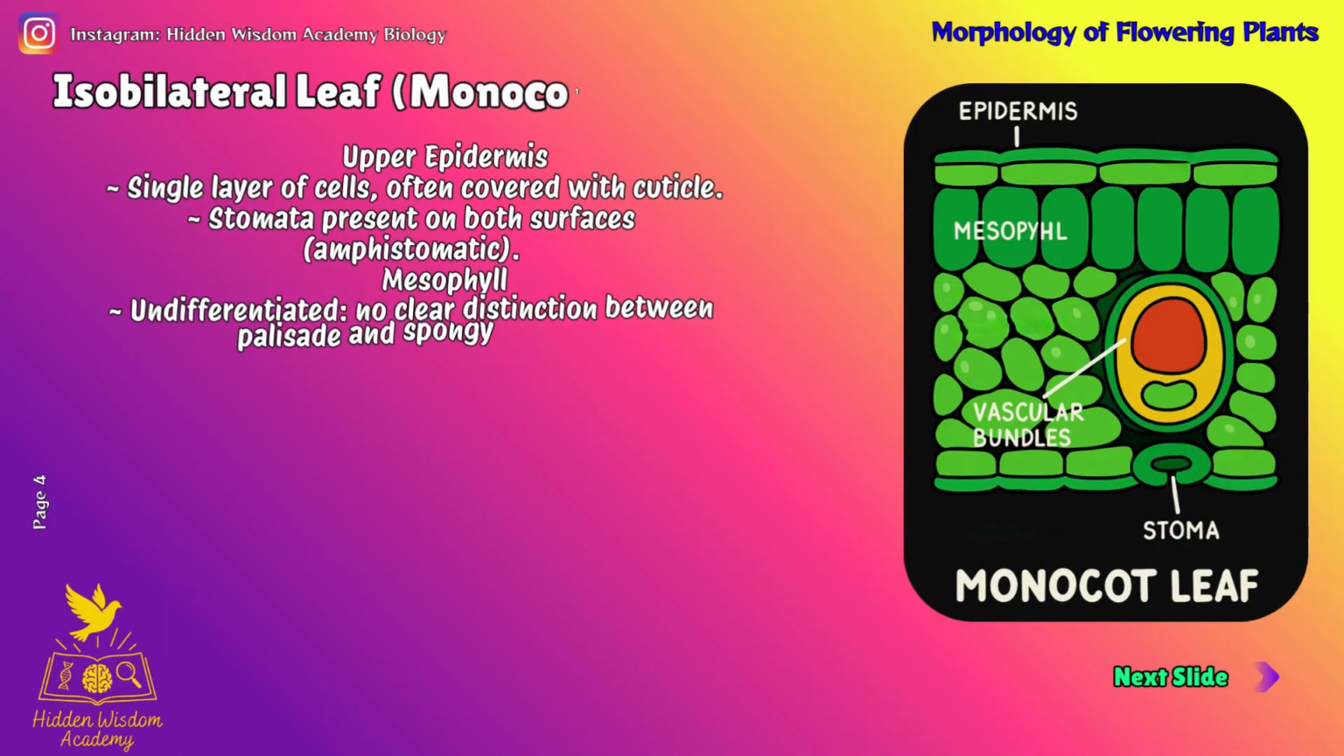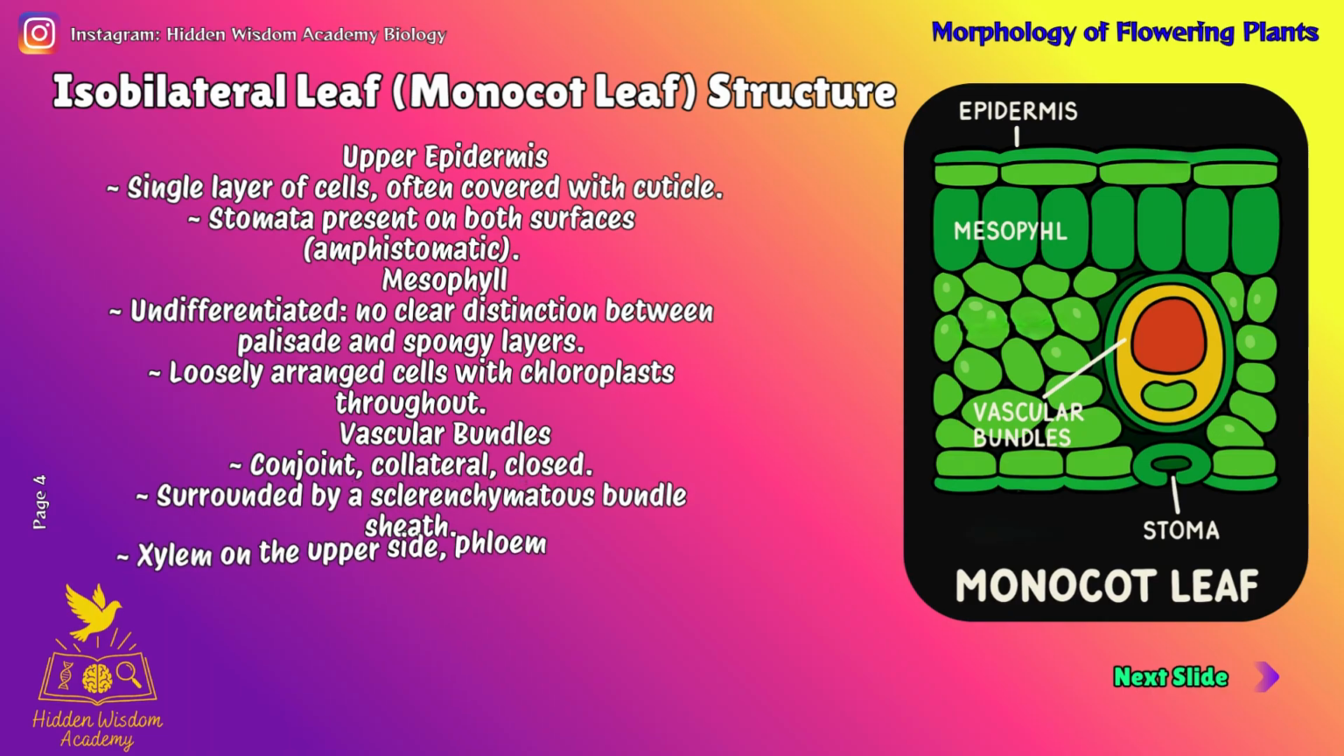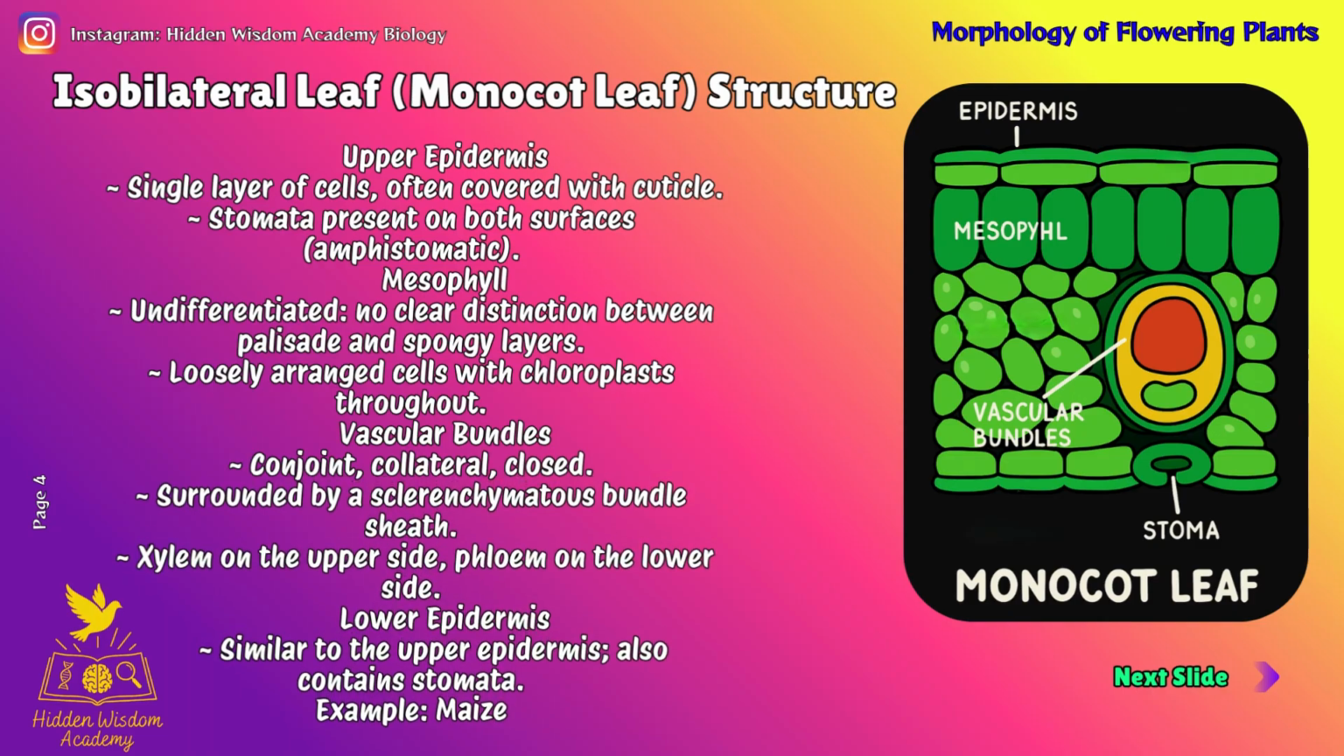Now, let's talk about monocot leaf structure. Let's take the example of maize. The upper epidermis is a single layer with a cuticle, and stomata are present on both upper and lower surfaces. The mesophyll is undifferentiated, with chloroplasts spread throughout, no separate palisade or spongy layer.